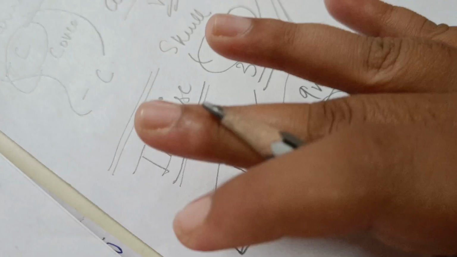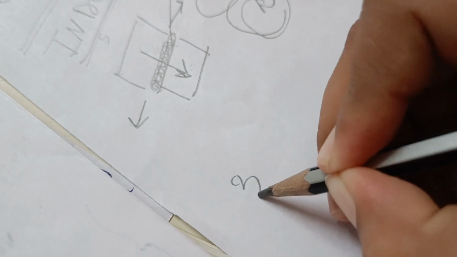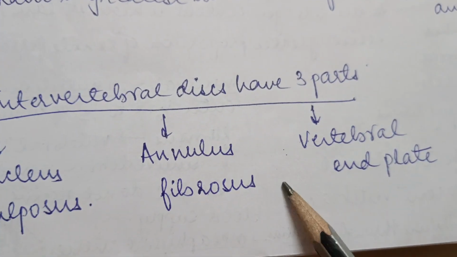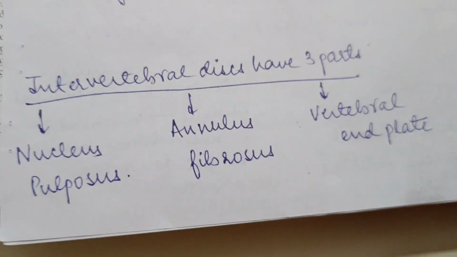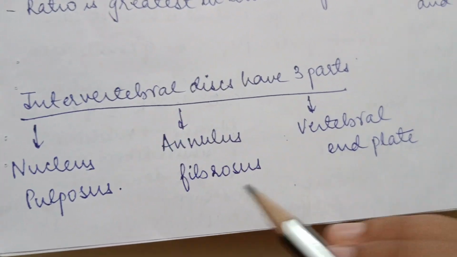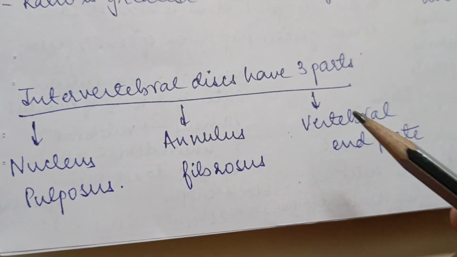Okay, now the important part: the intervertebral disc is made up of 3 elements, which are the nucleus pulposus, the annulus fibrosus, and the vertebral end plate. Whenever you are mentioning the intervertebral disc, never forget to mention all these 3 parts. And it has important functions.